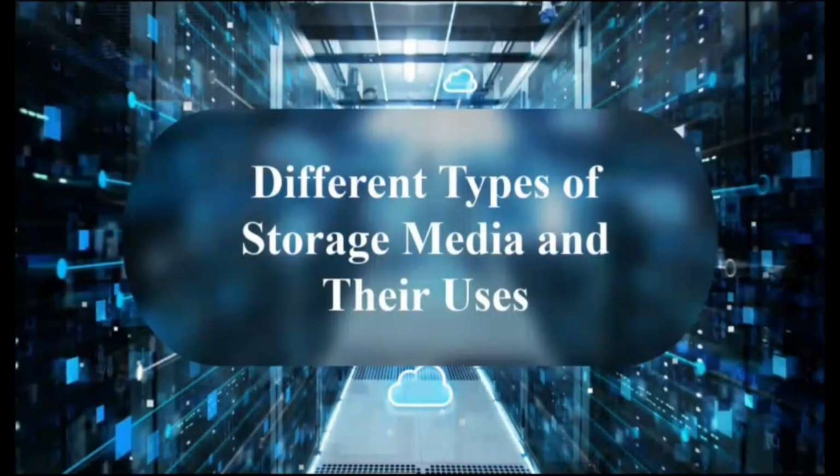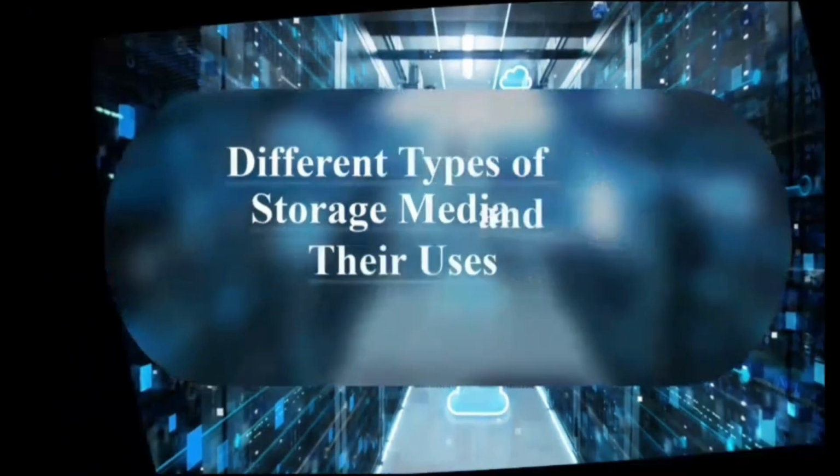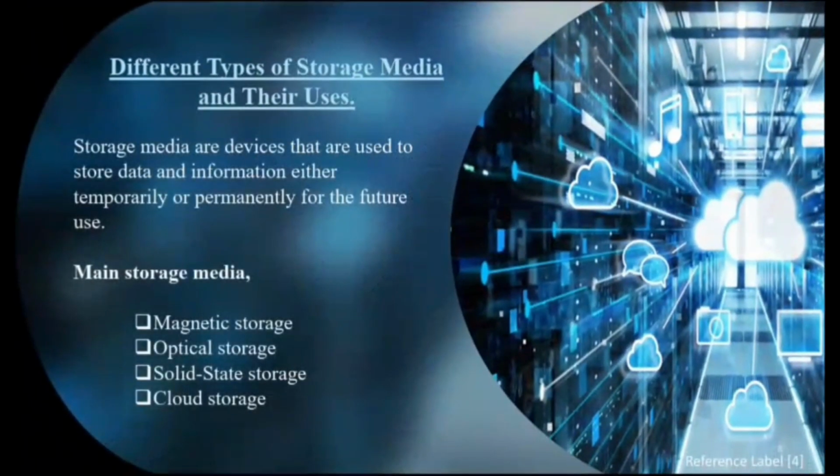Next, we will discuss different types of storage media. Storage media are devices used to store data and information, either temporarily or permanently, so it can be accessed whenever needed. There are four main types of storage media: magnetic storage media, optical storage media, solid-state storage media, and cloud storage.